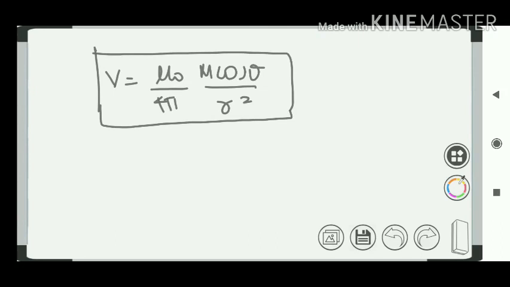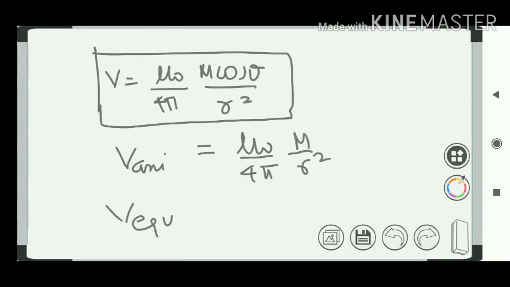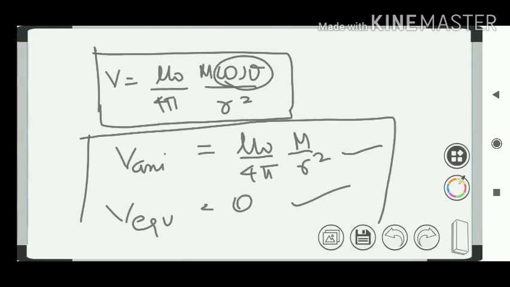Clear? So in axial, you will put cos theta equal to 1. So the axial position will be mu 0 by 4 pi m by r squared, whereas at the equator, the cos 90 term, the entire term goes off. So at the equatorial position, it is 0. This is good to know, guys. Clear?